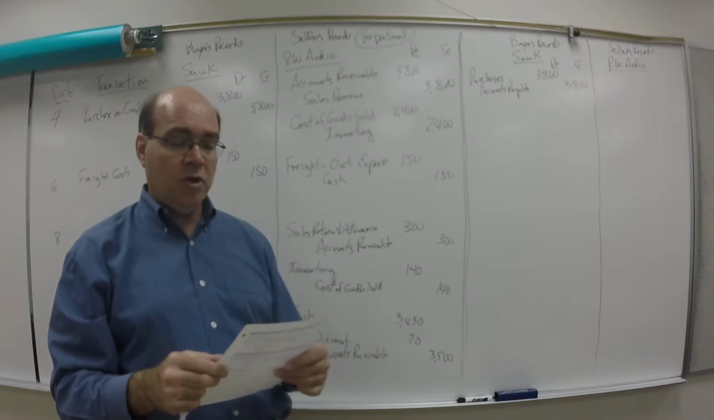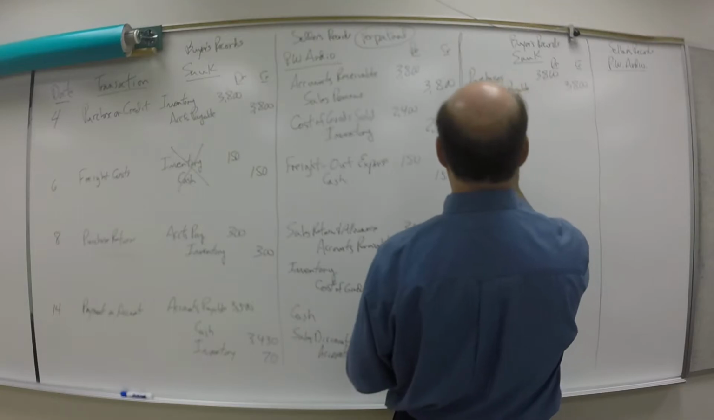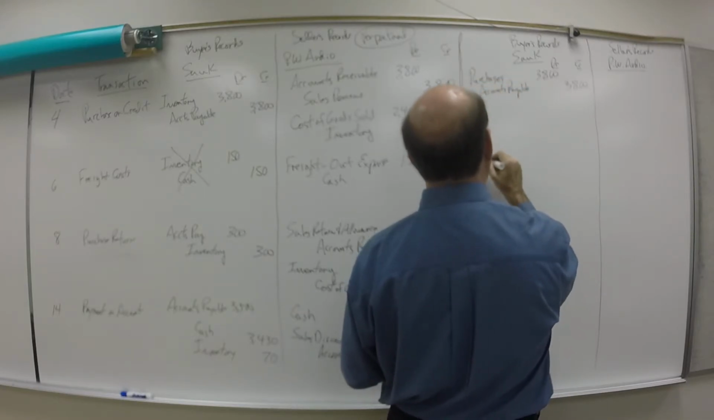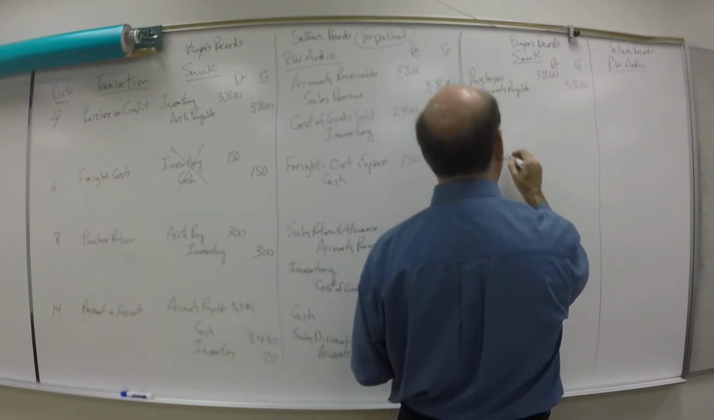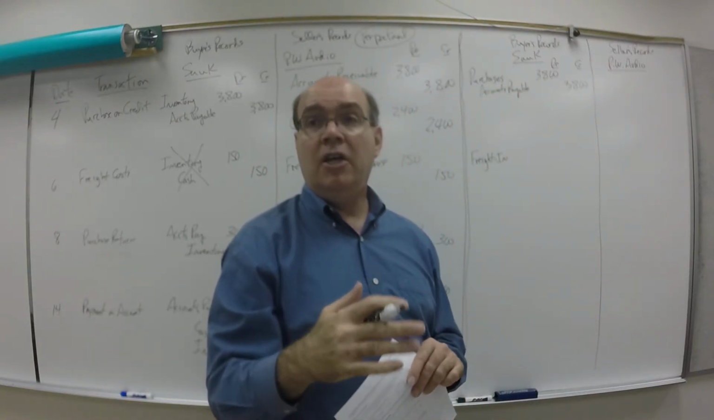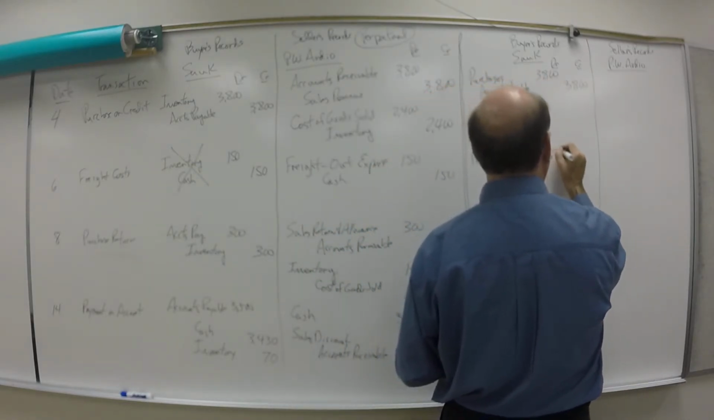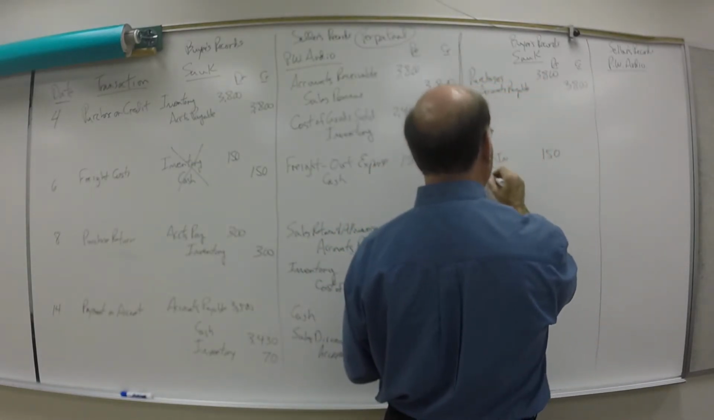So what we're going to do is we're going to go through and actually put it into another account, a new account called Freight In. And again, we're going to use that when we get to the end of the period. We're going to use that to adjust and find what our ending balance is. So the freight in is going to be $150. And then this is still cash because it's still going out.